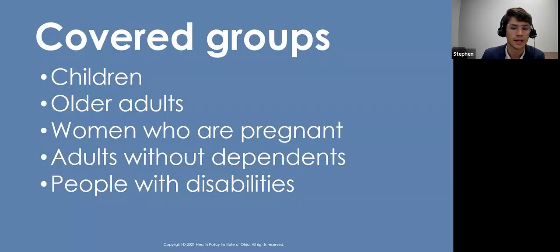Ohio Medicaid pays for the healthcare services of children, older adults, pregnant women, parents, childless adults, and individuals with disabilities who enroll in the program. In addition, all Medicaid beneficiaries also have low incomes.